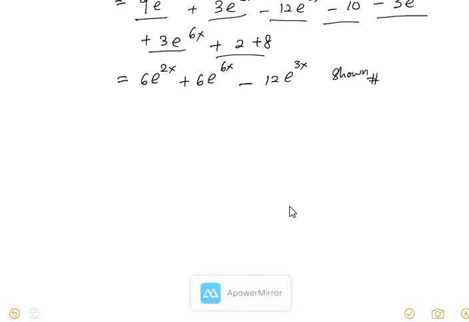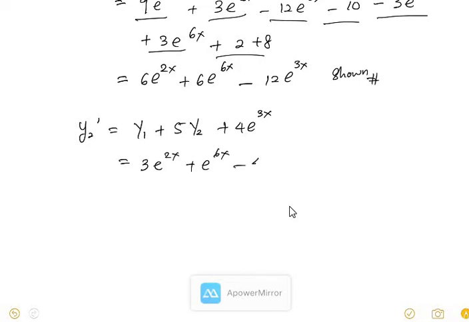Now we check for y2 prime. y2 prime is y1 plus 5y2 plus 4e^(3x). So y1 we substitute with 3e^(2x) plus e^(6x) minus 4e^(3x) minus 10/3, then plus 5y2. Y2 is minus e^(2x) plus e^(6x) plus 2/3, and then plus 4e^(3x).